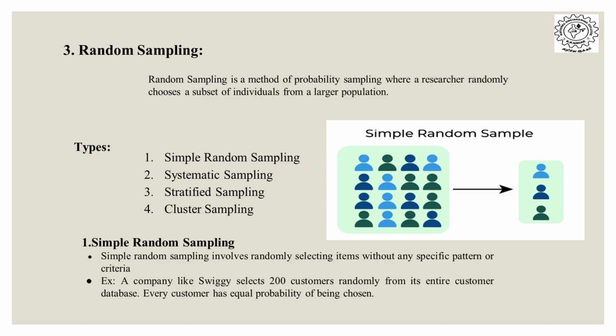Then the third topic is random sampling. We will discuss random sampling in the next class.